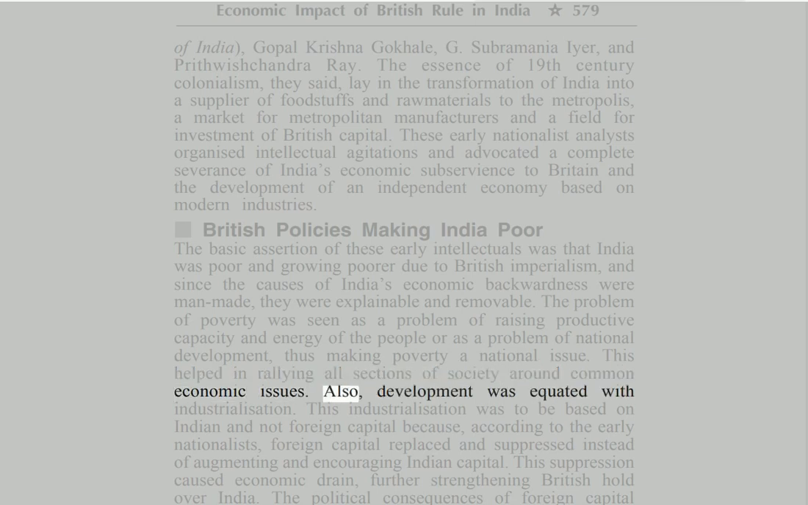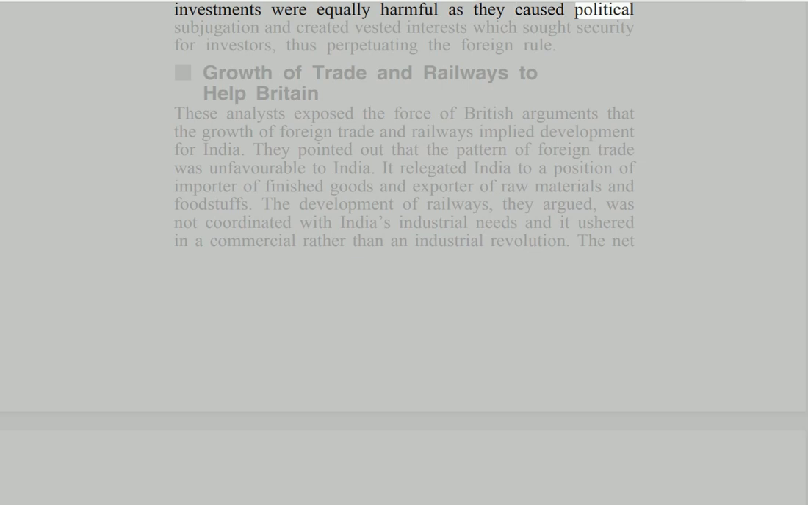This helped in rallying all sections of society around common economic issues. Also, development was equated with industrialization. This industrialization was to be based on Indian and not foreign capital because, according to the early nationalists, foreign capital replaced and suppressed instead of augmenting and encouraging Indian capital. This suppression caused economic drain, further strengthening British hold over India. The political consequences of foreign capital investments were equally harmful as they caused political subjugation and created vested interests which sought security for investors, thus perpetuating the foreign rule.